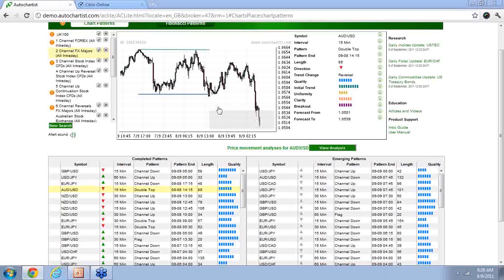So what do we do in that situation? Should we enter the trade, or should we be cautious first of all about entering the trade? And if we did, should we just stay in it and wait for it to come back down again?